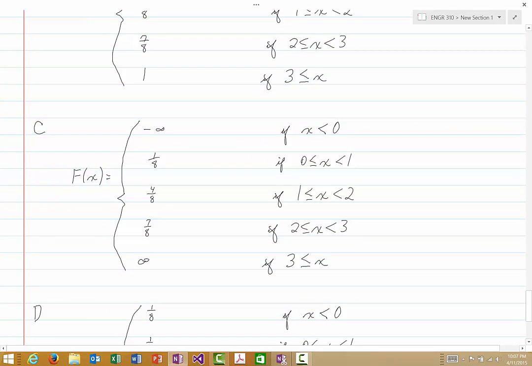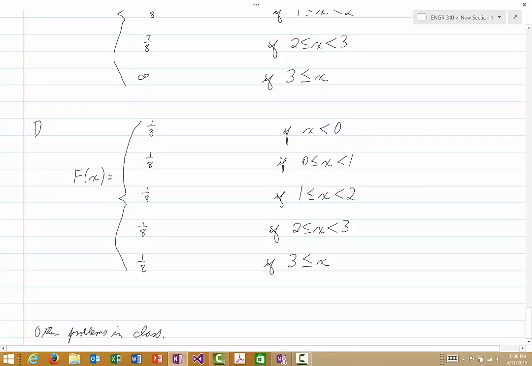C says negative infinity if little x is less than 0, 1/8 if 0 is less than or equal to x is less than 1, 4/8 if 1 is less than or equal to x is less than 2, 7/8 if 2 is less than or equal to x is less than 3, and infinity if 3 is less than or equal to x. And finally, choice D, 1/8 if x is less than 0, 1/8 if 0 is less than or equal to x is less than 1, 1/8 if 1 is less than or equal to x is less than 2, 1/8 if 2 is less than or equal to x is less than 3, and finally, 1/8 if 3 is less than or equal to x.